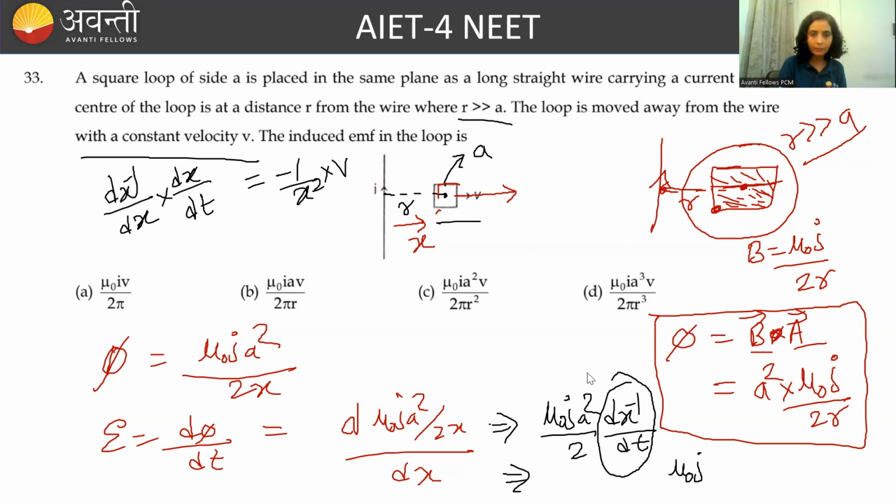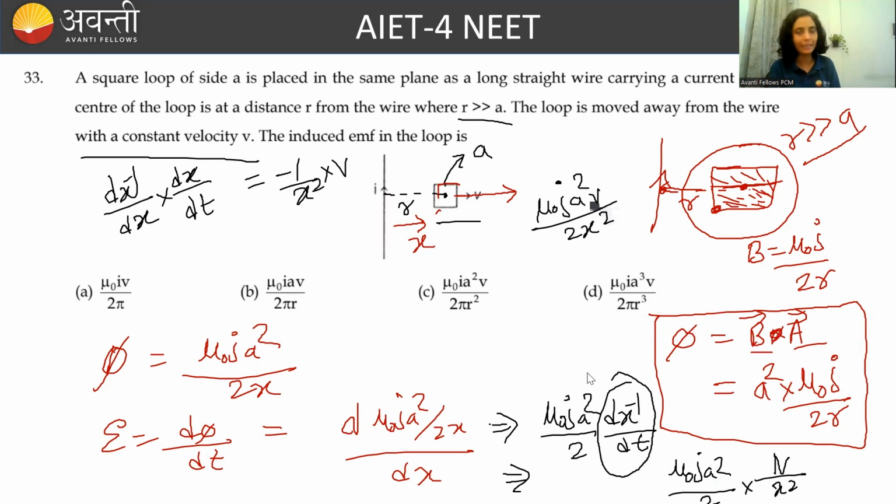Mu naught I a square v by 2 into 1 by x square. So mu naught I a square v, the answer is what? Mu naught I a square v by 2x square. Now if x is given as r at any time t, then it will become 2r. So what should be the answer?